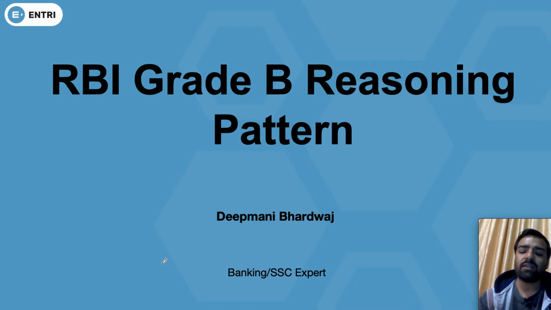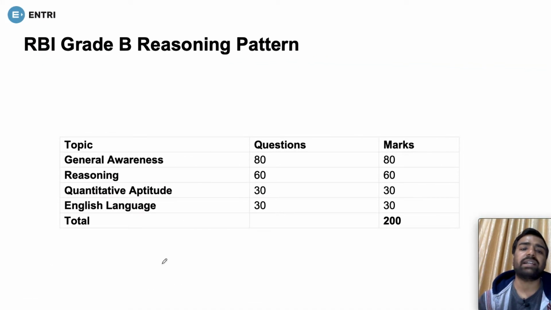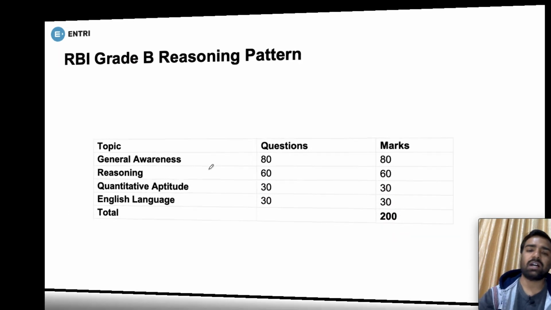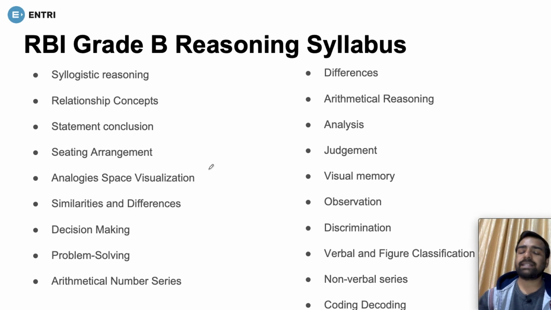So let's start with its first part, that is what is the exact number of questions that are going to be asked in the examination. So in the RBI Grade B examination, from the reasoning section, there will be a total of 60 questions of 60 marks. And we are already aware that there will be a total of 200 marks question paper, out of which 60 marks would be of reasoning. Fine. Now, what is the exact syllabus of it?